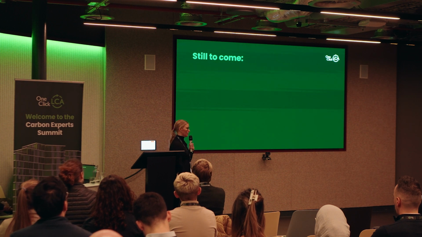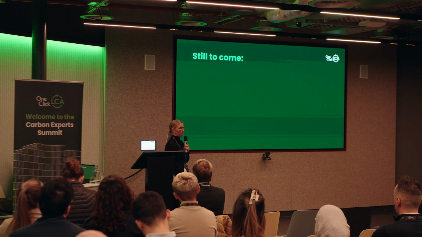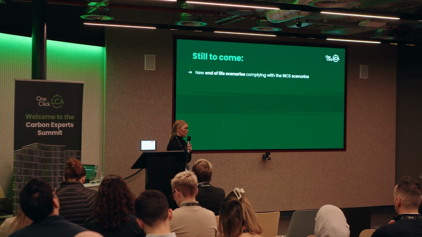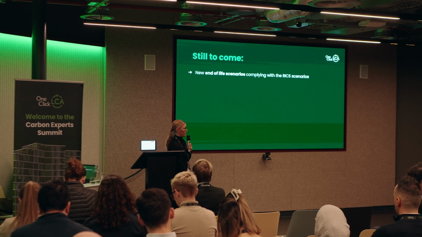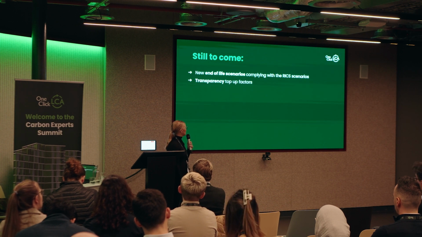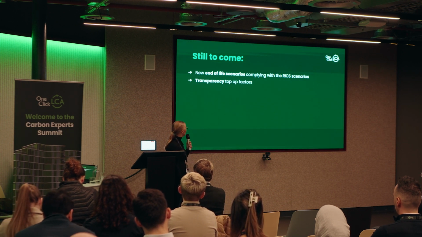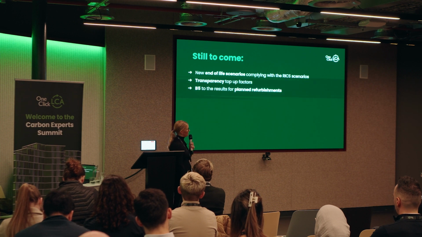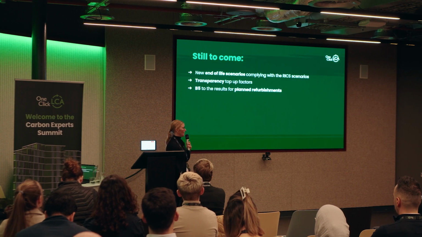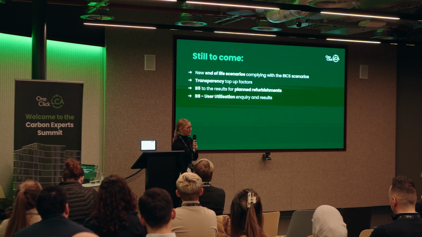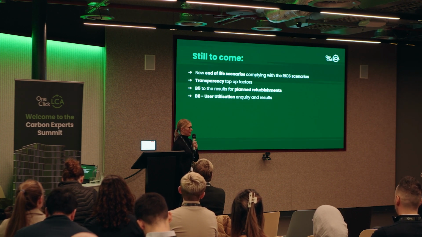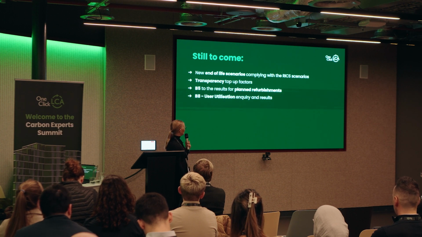Still to come, there are other things we try to help you with so you don't need to do anything manually outside of the tool. The new end-of-life scenarios, which comply with the RICS scenarios, are to be added. Transparency top-up factors, so more top-up factors are to come. B5 results of planned refurbishments. I don't think anyone ever uses it, but it will be there, just in case you are planning to refurbish your building from day one. B7, the user utilization inquiry and results, is also coming soon.